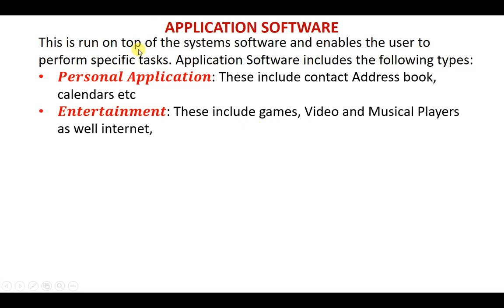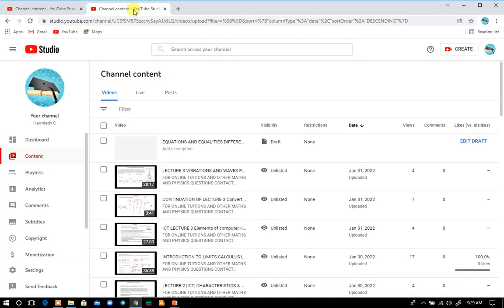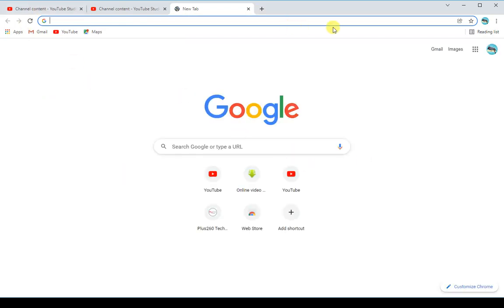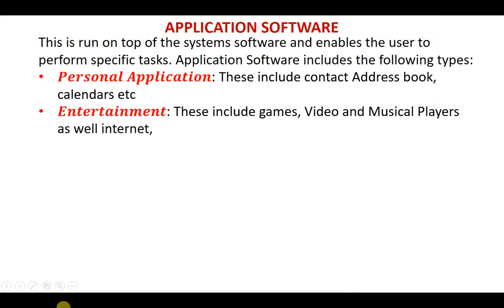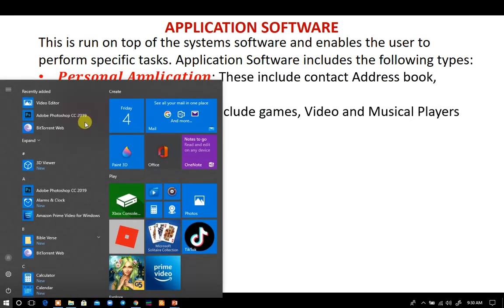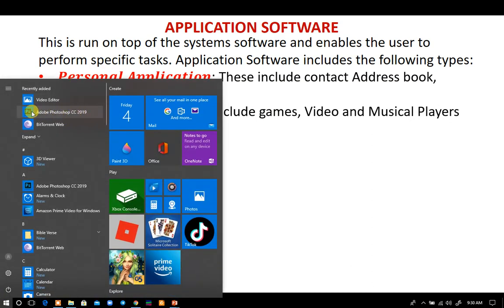When you talk about entertainment software, these include games, video and music players, as well as the internet. This is Chrome. This is an application software which falls under the entertainment part. Chrome is used for the internet. Apart from Chrome, we can also talk about another application software. Let me go this side. We can see we have Photoshop there. This Photoshop here is also an application software. We have BitTorrent, which is used to download torrents on the internet.